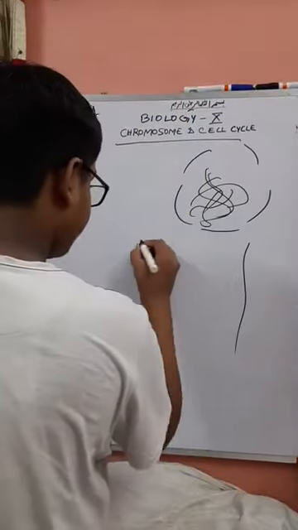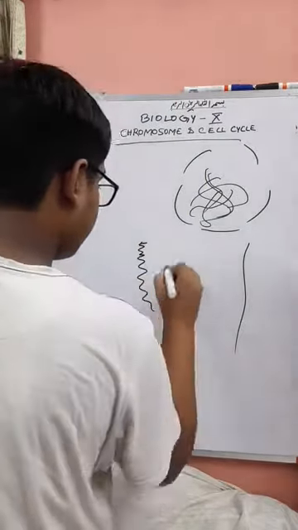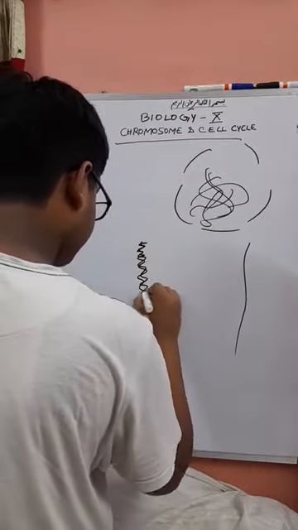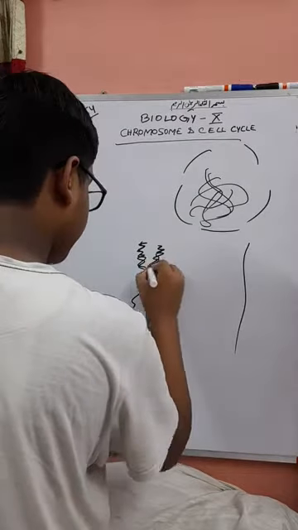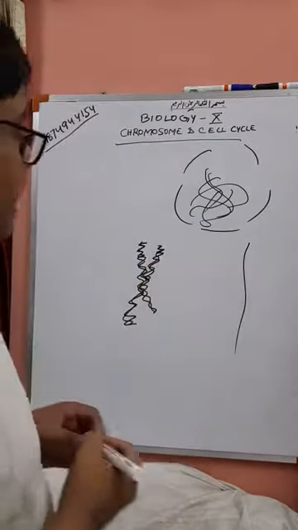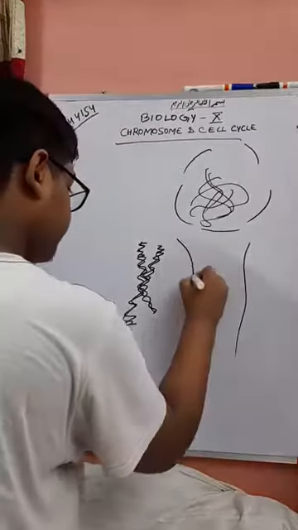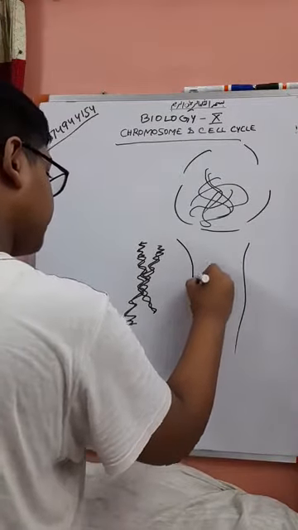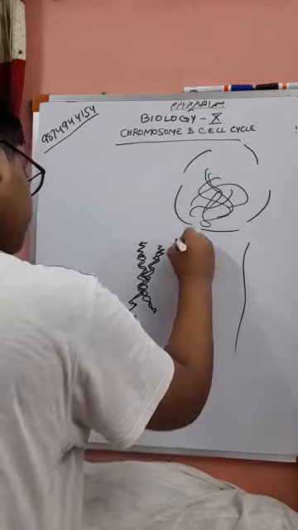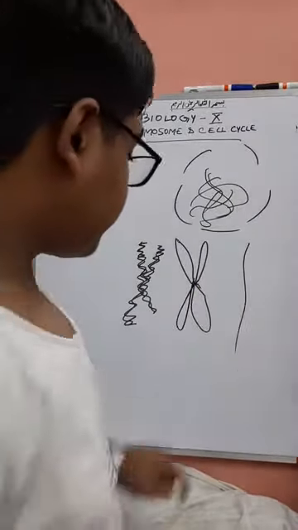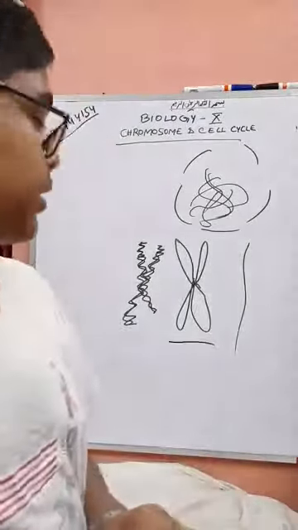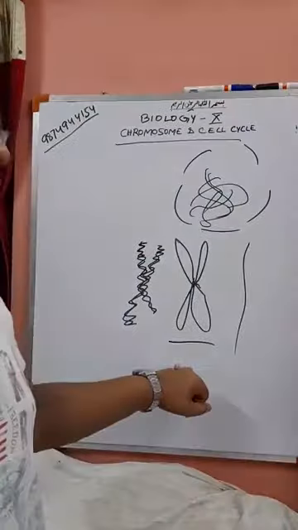Now this chromatin will condense up to form chromosomes, which will basically be in the form of X-shaped structures, as we had studied, which will be depicted like this in the diagrams. This is a chromosome. Now a duplicated chromosome.